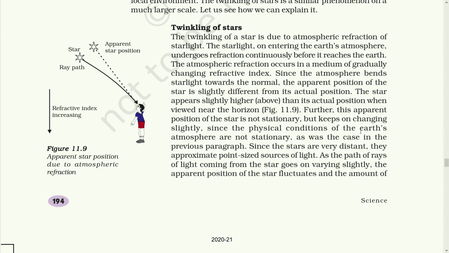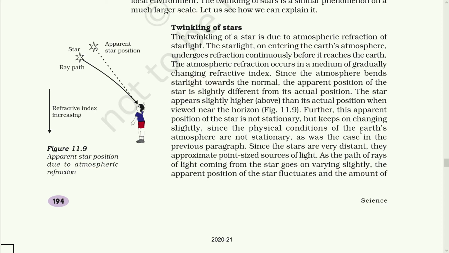Twinkling of star. The twinkling of a star is due to atmospheric refraction of starlight. The starlight on entering the Earth's atmosphere undergoes refraction continuously before it reaches the Earth. The atmospheric refraction occurs in a medium of gradually changing refractive index. Now, what makes that atmospheric refraction is the density of the atmosphere. Our atmosphere is made up of many layers of gases and some are denser than others, and that creates atmospheric refraction. Since the atmosphere bends starlight towards the normal, the apparent position of the star is slightly different from its actual position.